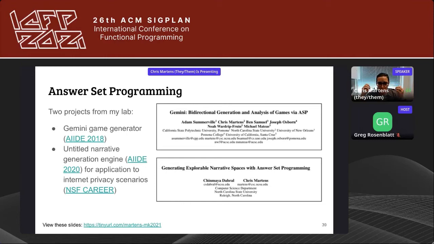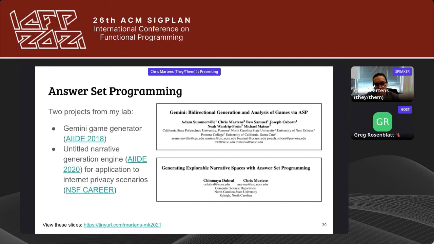And more recently, I've been looking for a title for this narrative generation engine my student Shinmaya and I have been working on, where we're essentially trying to study problems in internet privacy related to user comprehension and developer comprehension. We found that there are a lot of situations where people want narrative explanations of privacy policies or example scenarios that they might have to consider. And we're using answer set programming to implement a narrative generation algorithm and do that in a way that can be interacted with and explored. And I have some funding from the NSF to do that.